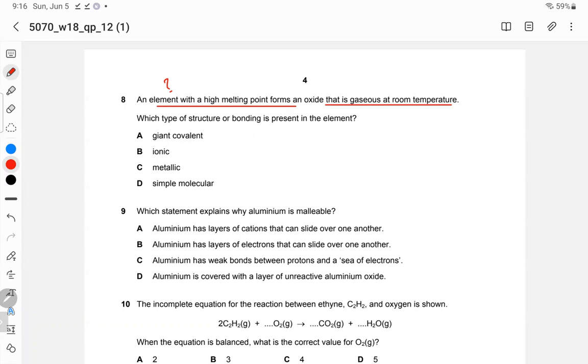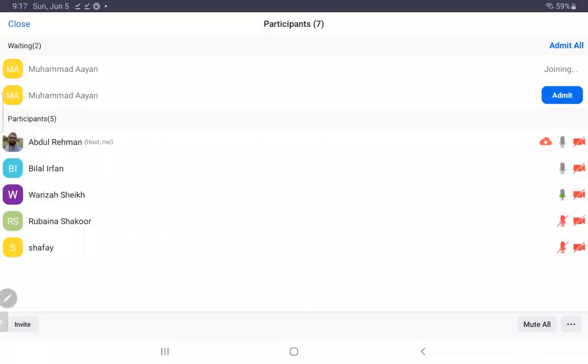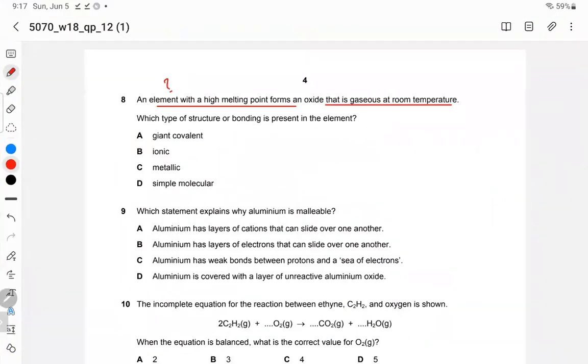A. Yes, A can be correct because the element is carbon, because carbon exists in the form of diamond and graphite, and in both forms it has a very high melting point, and its oxide is carbon dioxide, which is a gas. So the structure of that element is giant covalent. So A is the correct answer.